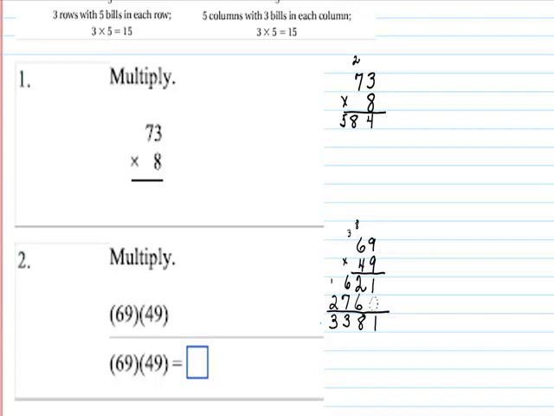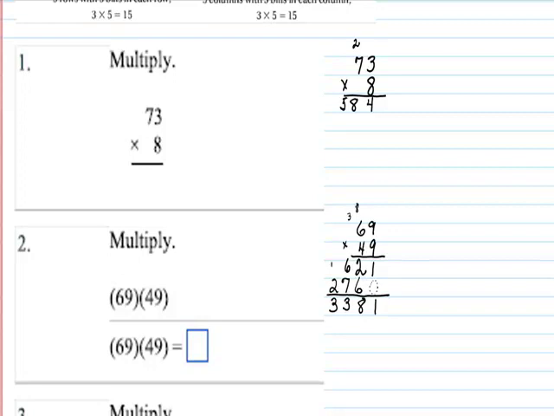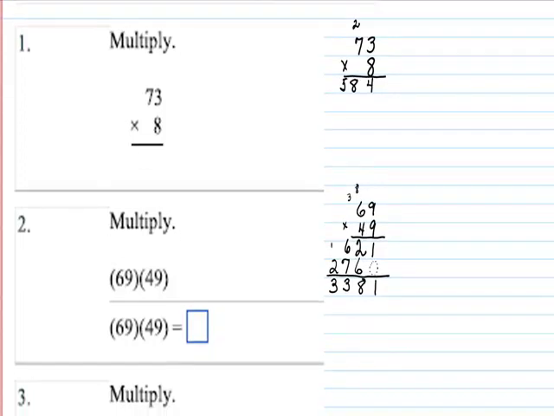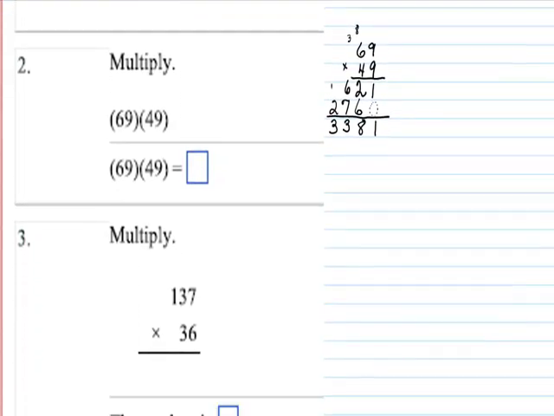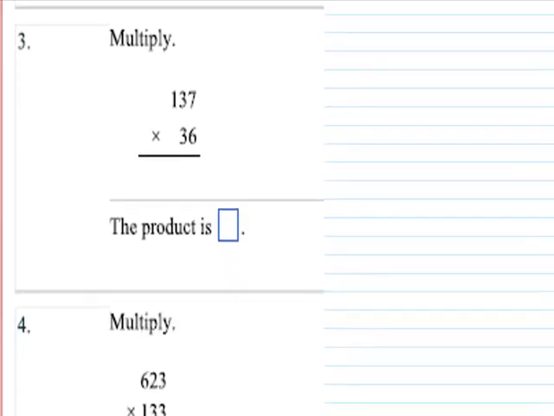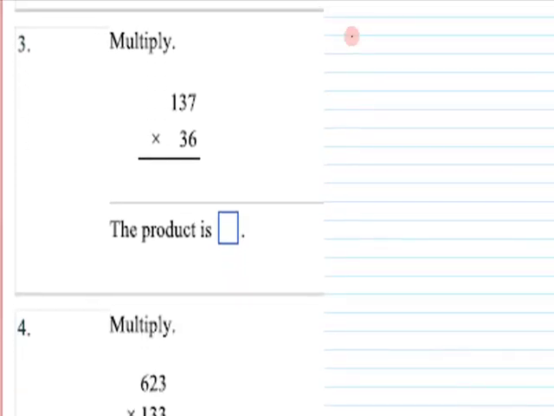If you have struggled with that, then it's something you're going to want to continue to work on. And you may not need it, but if this is an area of struggle for you, I recommend that you go ahead and get a multiplication chart or work with flashcards. All right, let's look at number 3. I have 137 times 36.